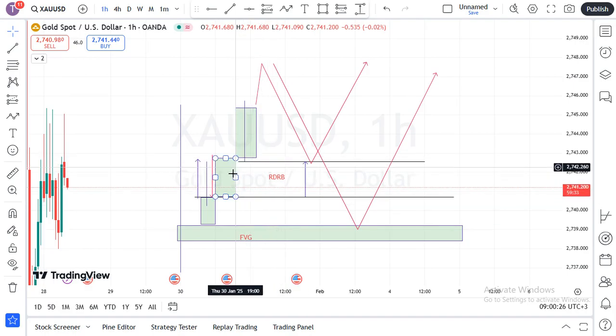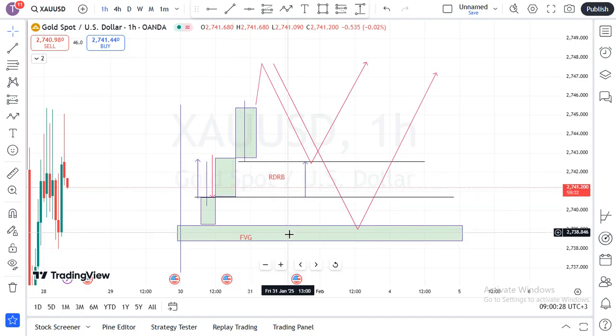Kino kirina omugaso nnyo okusinga kino. Of course, by the way, most times if we have a fair value gap with this PDRA, this fair value gap most times, or 80%, is the invalid fair value gap.